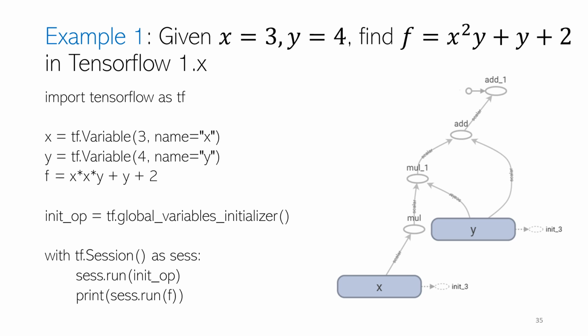So what happens is that you see we're starting with x. It is initialized with value 3, as stated here. We multiply x with x again in the first multiplication node. Then it gets multiplied by y. Then the whole thing is added to y. So up to this point, we have x squared times y plus y. And at the end, we add 2.